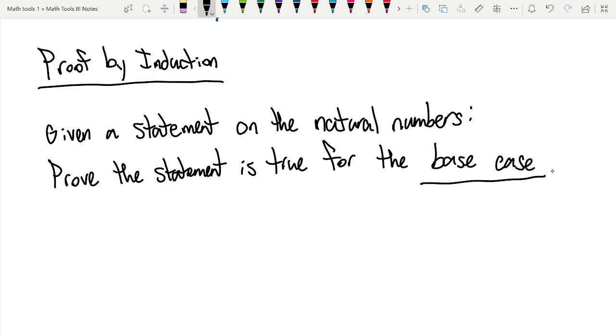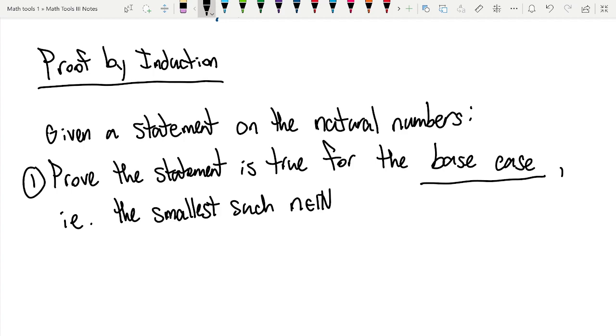Okay, so we call the base case the smallest such n in N. So if it's true for all numbers n greater than or equal to 1, then you prove it for n equals 1. If it's true for all natural numbers n greater than or equal to 10, then you prove it for n equals 10. Whatever the smallest one you can get away with is, basically. So that's your step 1, you prove what we call the base case.